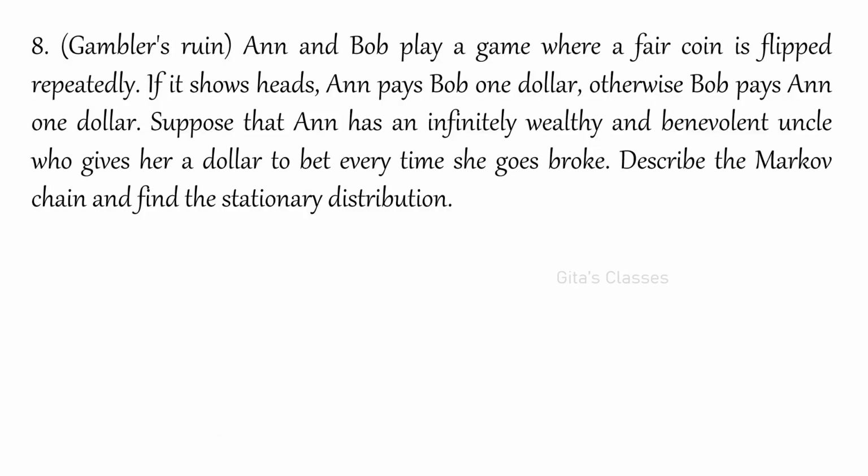Okay. Next is the gambler's ruin problem. Actually, what does the gambler's ruin problem mean? Two players keep on playing by betting, and when the money of one player becomes 0, only then will the game be stopped; otherwise the game will be continued. Okay, so it is essentially a Markov chain.